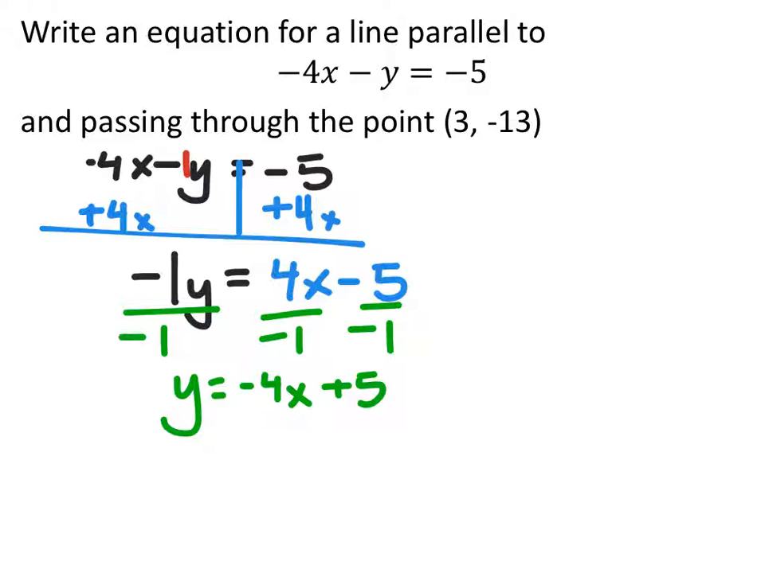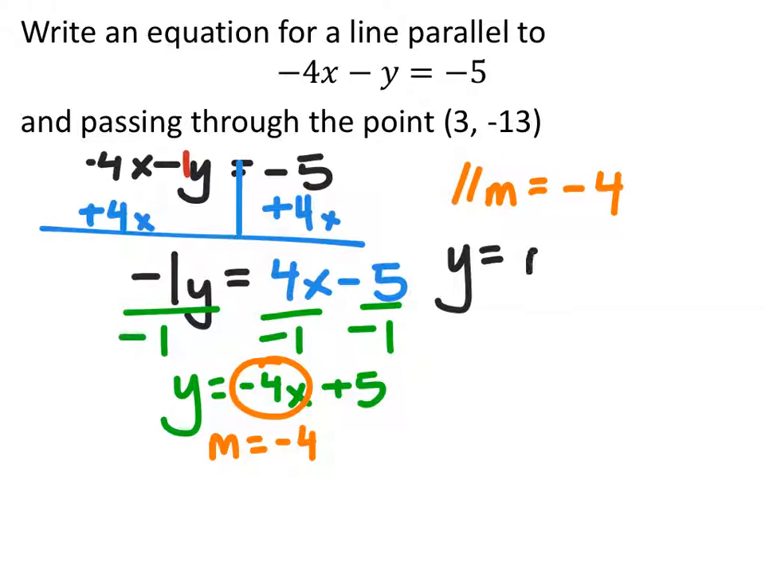Now this plus 5 at the end is not going to matter at all, because the only thing we're concerned about with another line that's parallel to this one is the slope. So if the slope here is negative 4, then the parallel slope needs to also be negative 4. So in the equation y equals mx plus b, I could right now replace the m with negative 4.